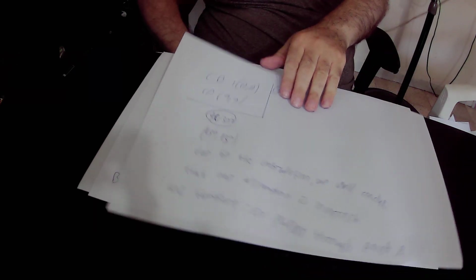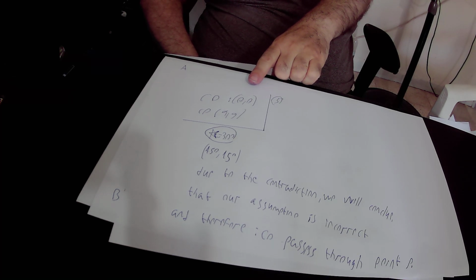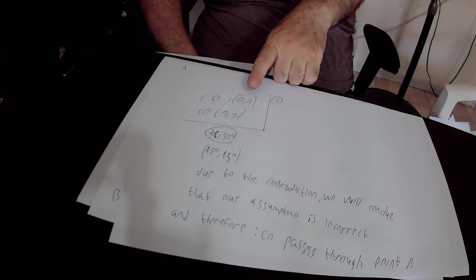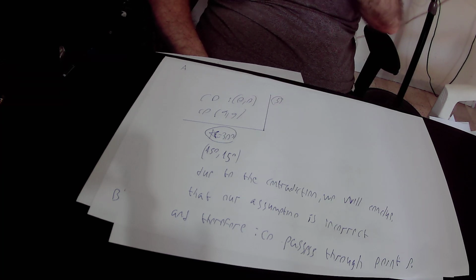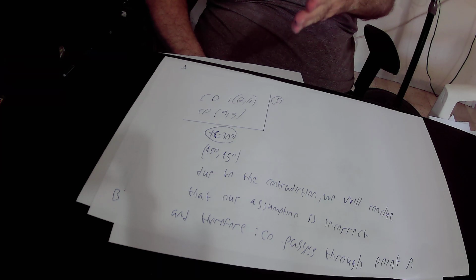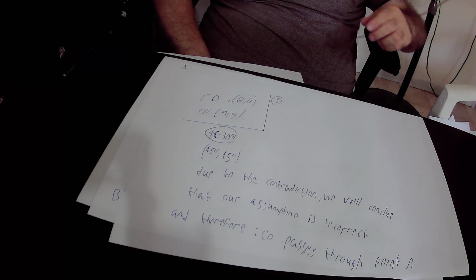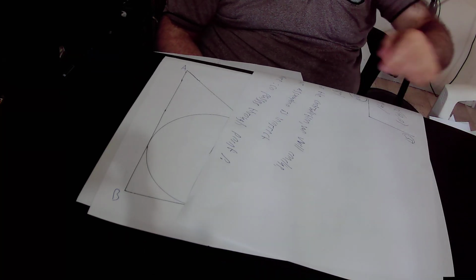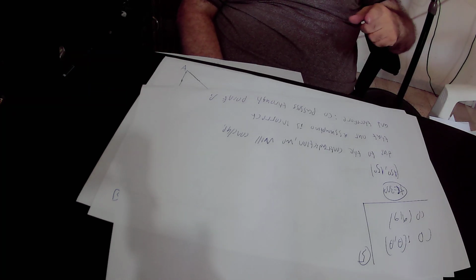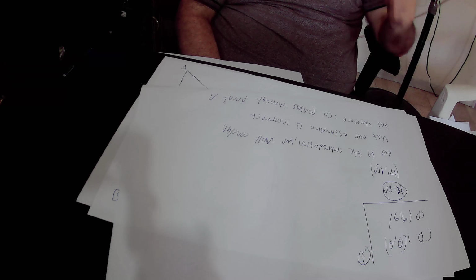While the angle bisector CO bisects angle C into two halves that are theta and theta, the angle bisector CP bisects the same angle C into two different halves that are alpha and alpha. It is impossible. Why? Because if angle C is equal to 30 degrees, for example, then any angle bisector of angle C must bisect it into two halves of 15 degrees each, and not any other halves. So due to the contradiction, we conclude that our assumption is incorrect, and therefore CO passes through point P.